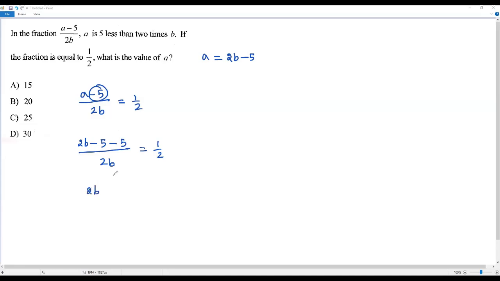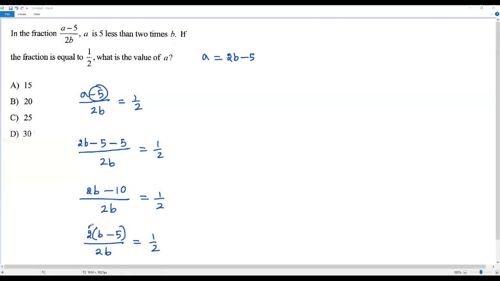Then I'm getting 2b. When I combine this −5 and −5, I'm getting (2b − 10)/(2b) equals 1/2. Okay, now when I consider the terms of the expression in the numerator, both terms have the greatest common divisor 2. So I can factor 2 out. If 2 is factored out, then I'm getting 2(b − 5) over 2b equals 1/2. Even if I distribute this 2 to b and −5, I must get the original expression. Then only is the factoring I've done correct.